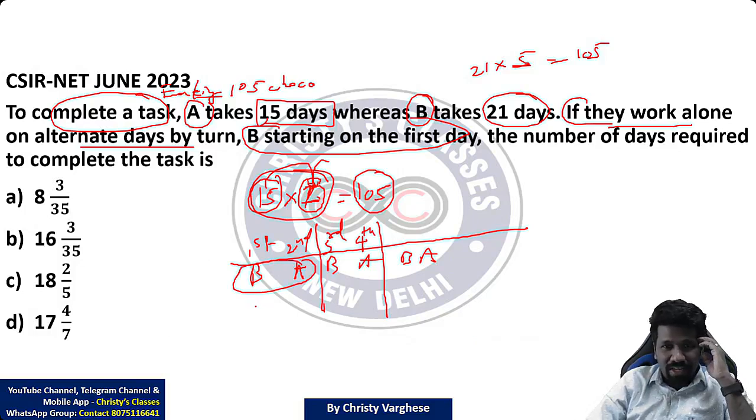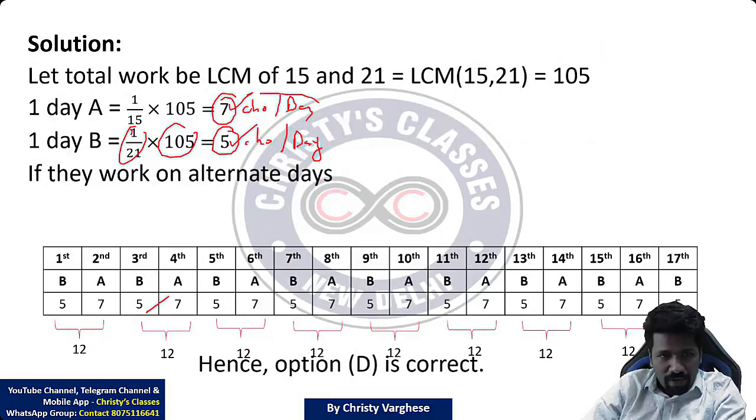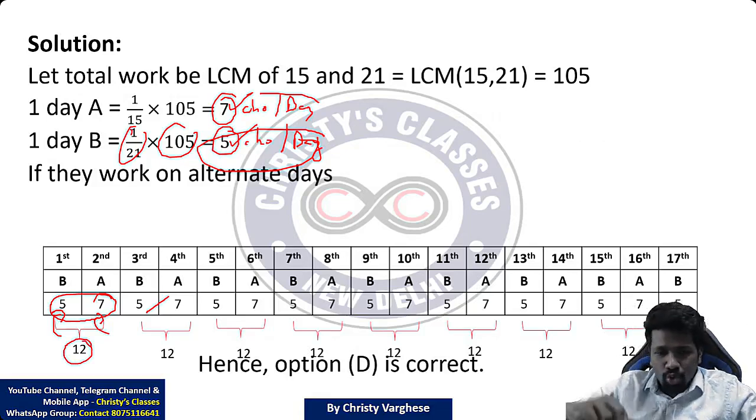फर्स्ट डे में A कितना काम करेगा? A will do, sorry, B कितना काम करेगा? 21 days 105. So हर दिन 5 work, 5 work per day ना. So first day 5 work, second day A is doing work, so 7 work. So these 2 days together 12 work, or 12 chocolates per 2 days.